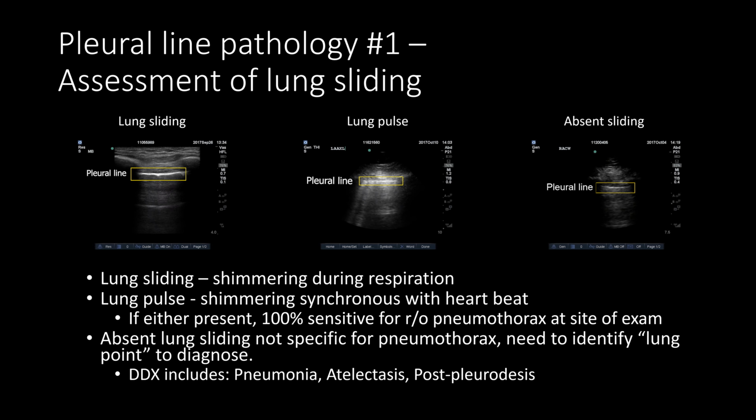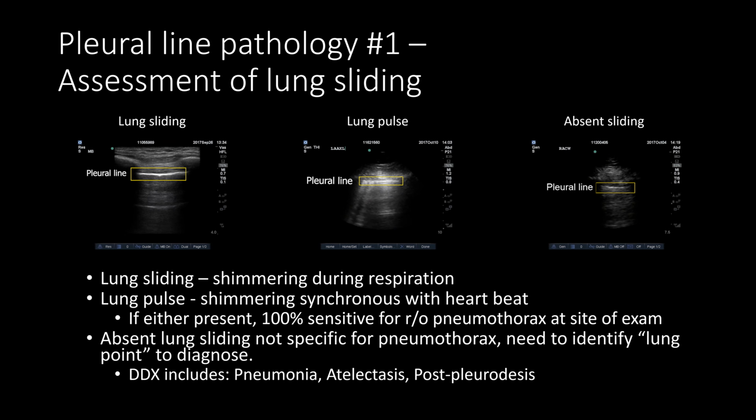Focusing in on pleural line pathology, and specifically the assessment of lung sliding, we see on the left video the shimmering appearance of the pleural line, particularly with respiration, and this is a very good example of lung sliding. In the middle video, we see something similar. However, the shimmering appearance appears to be synchronous with the heartbeat. Both lung sliding and lung pulse indicate that there is movement between the visceral and parietal pleura, and thus we can essentially rule out a pneumothorax at that site of the exam.